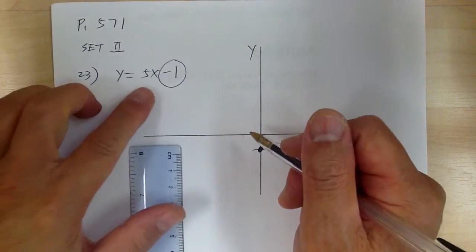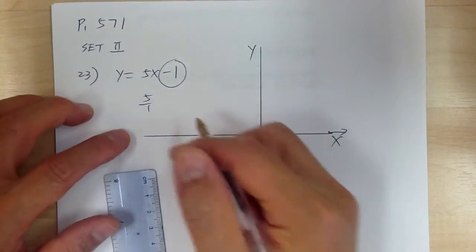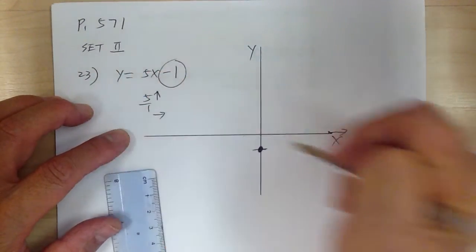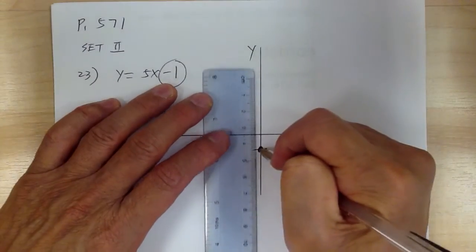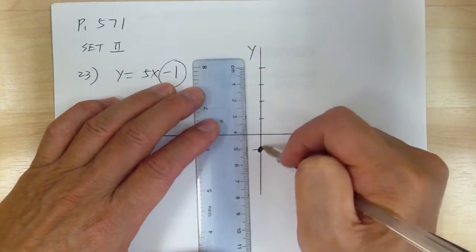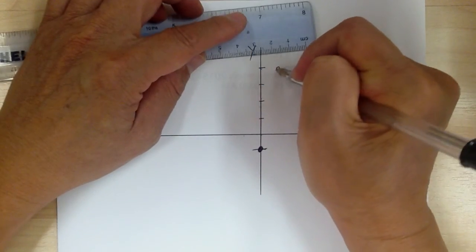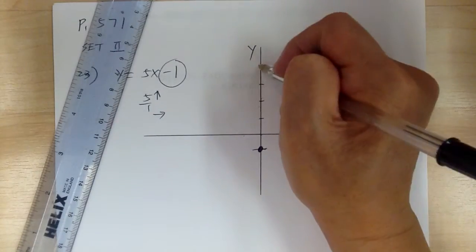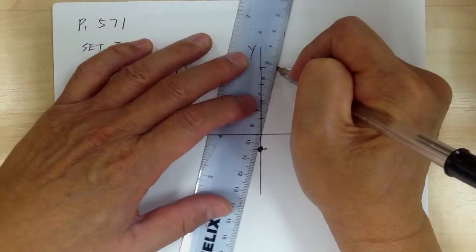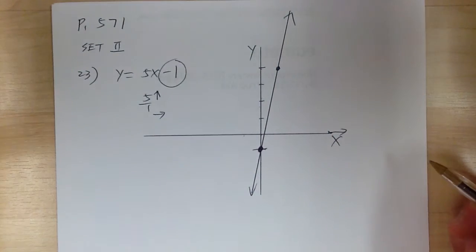Then the slope is 5, so this is 5 over 1. That's the slope. It means go up 5, go over 1. So from here, you go up 5: 1, 2, 3, 4, 5, and you go over 1. You can repeat the pattern, up 5 over 1, up 5 over 1, and you connect the dots, and that is your graph. So again, it's very simple, very straightforward.